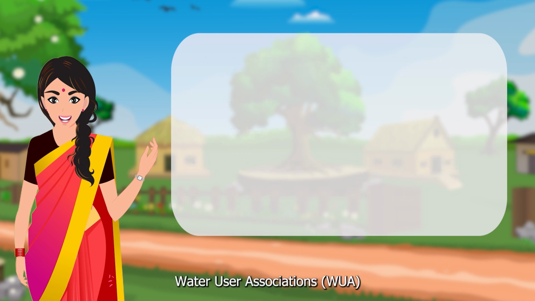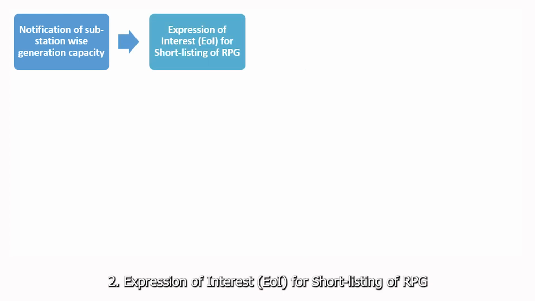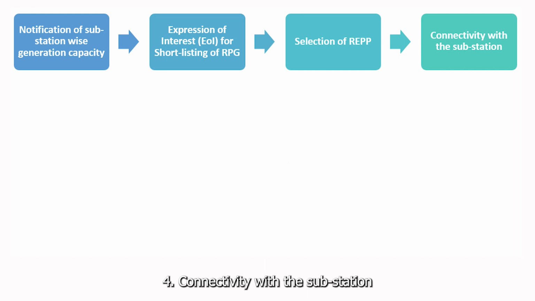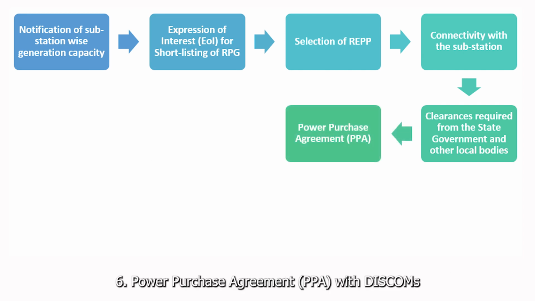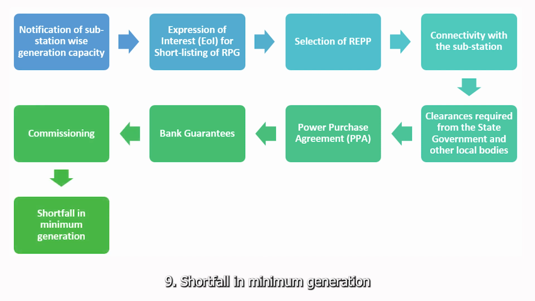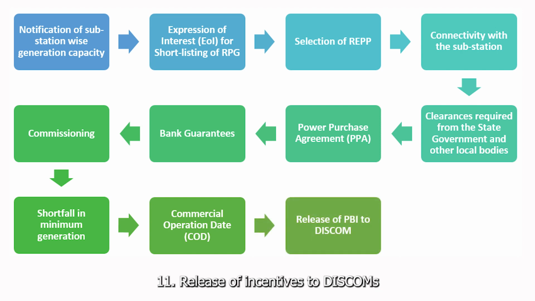The steps involved in project implementation under Component A are notification of substation-wise generation capacity, expression of interest for shortlisting of RPGs, selection of RE power plants, connectivity with the substation, clearances required from the state government and other local bodies, power purchase agreement with DISCOMs, bank guarantees, commissioning of the plant, shortfall in minimum generation, commercial operation date, release of incentives to DISCOMs.